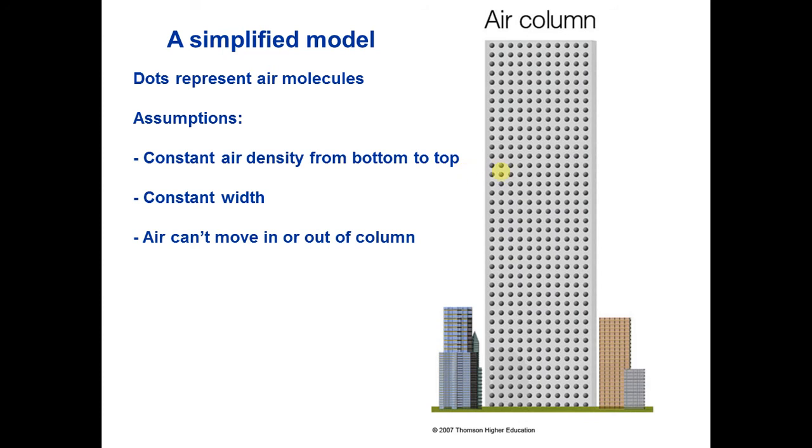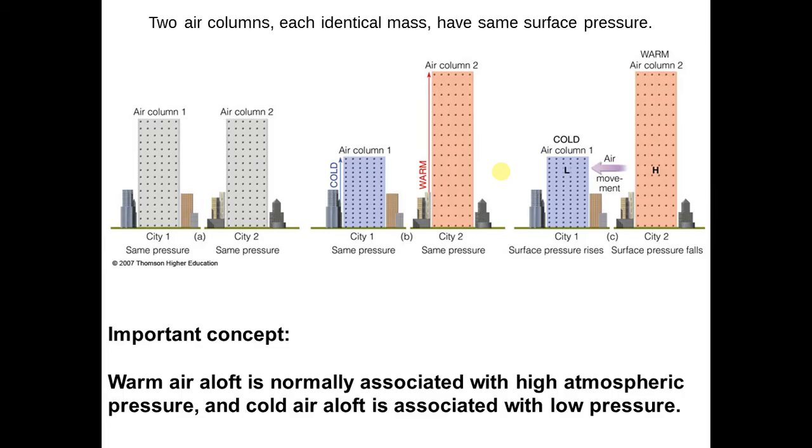Now, continuing on with this theme, let's assume you have 2 air columns, each with identical mass, right? So the same number of molecules in each, with the same surface pressure over 2 cities. Here's city 1, maybe this is LA, and here's city 2, maybe this is San Francisco. Okay, maybe this is Seattle and Portland, right? So initially, let's assume they have the same temperature and the same amount of molecules in each column, and so you see they're the same thickness.